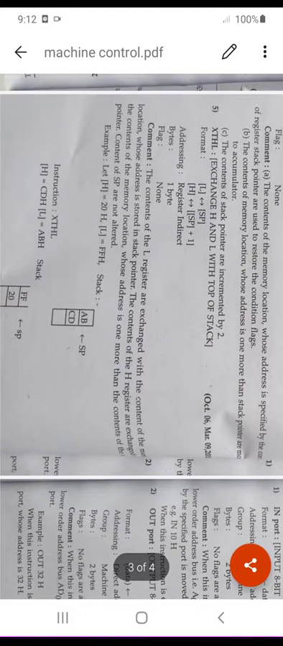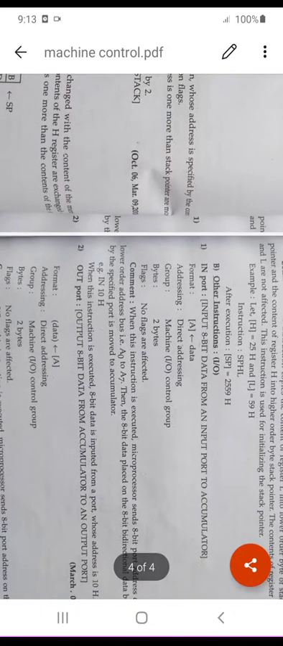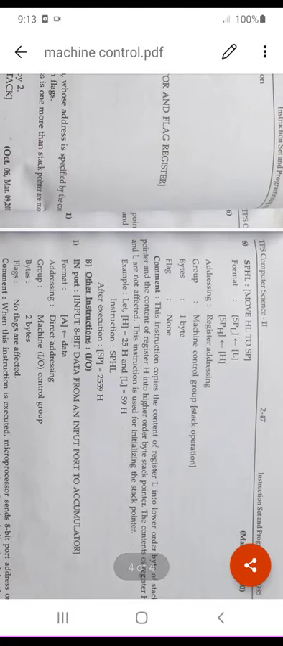Next is XTHL, that is, exchange H and L with the top of the stack. That is, the L content is exchanged with the current stack pointer position and the H content is exchanged with the incremented stack pointer position. It is a register indirect addressing mode instruction, a 1 byte instruction. For example, H contains 20 hex, L contains FF hex, and the stack has ABCD hex. Then after XTHL, the L content is AB hex, the H content is CD hex, and the content of the new stack top is FF20 hex.